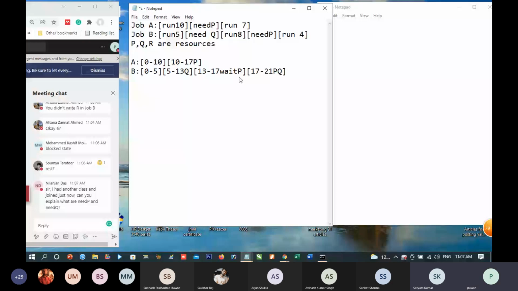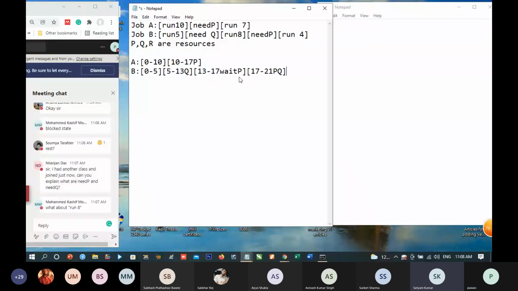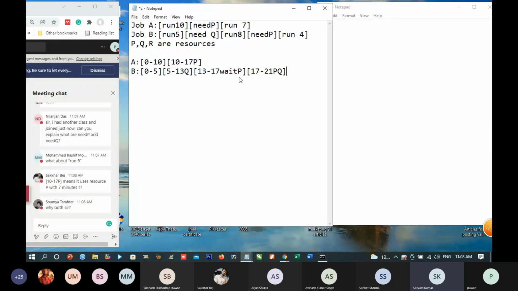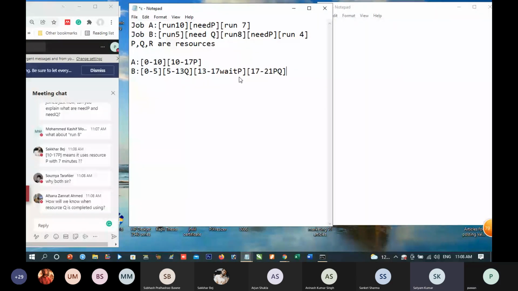Okay, I am explaining, Nilanjan. That is correct. 10 to 17 P means it uses resource P for 7 units of time. Why both? Because at time t equal to 5, job B needs Q, and at time t equal to 13, it needs P, and Q is also required for it.